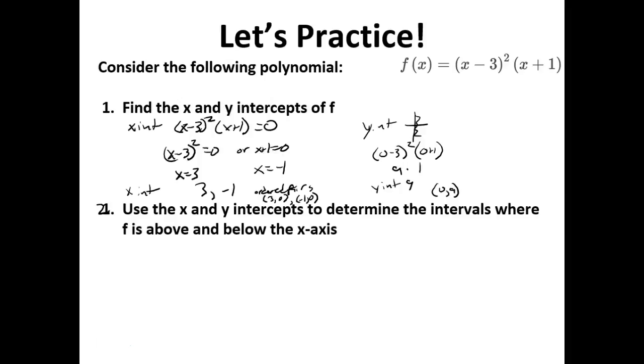Use the x and y-intercepts to determine the intervals where f is above and below the axis. Well, how are we going to do that? From those x and y-intercepts, I know that this graph is touching at negative 1. I know it's touching there. And I also know that it's touching the x-axis at positive 3, touching there. The y-intercept is up here at 9.